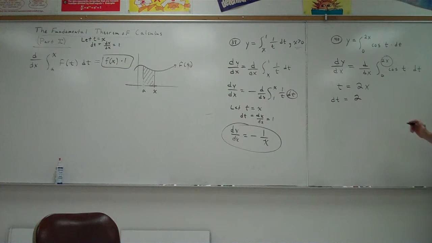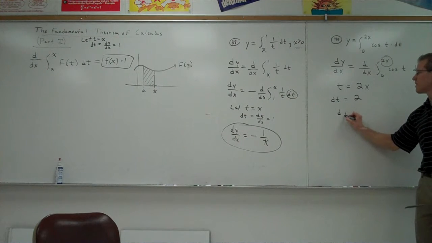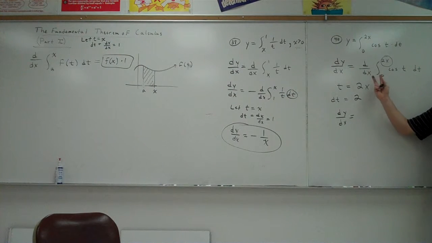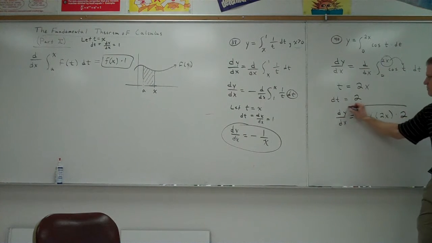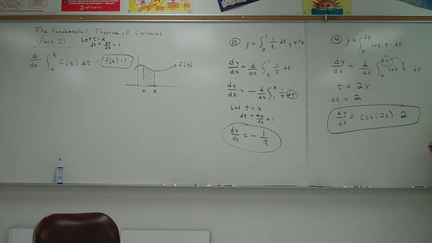So now we start plugging stuff in. dy over dx equals, what's going to happen to these two symbols? Cancel out. Plug the 2x in for t. So you're going to have the cosine of 2x times the derivative of t. What's dt? 2. That's your answer.